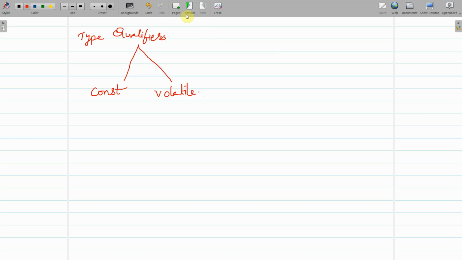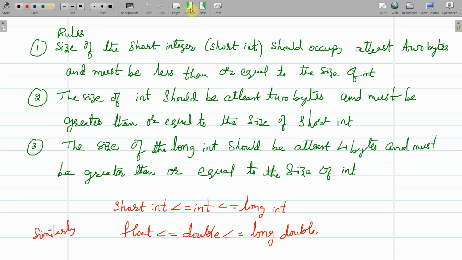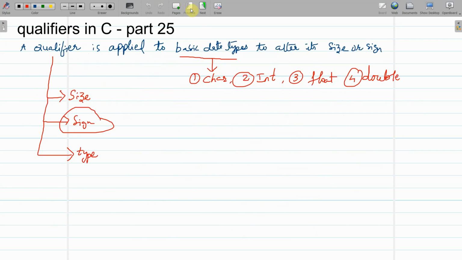So this is all about today's class, and in today's class we have spoken about three types of qualifiers. One qualifier will be fixing the size, the second qualifier will be fixing the sign, and the third qualifier will be fixing the type. In tomorrow's class we'll be talking more on the subject.